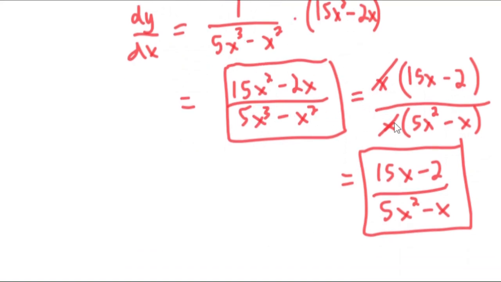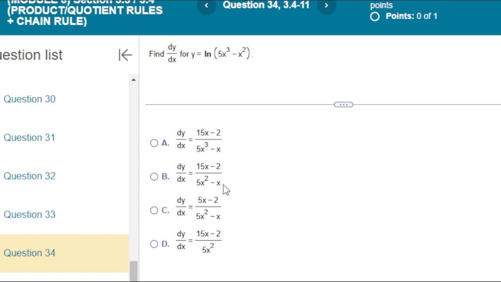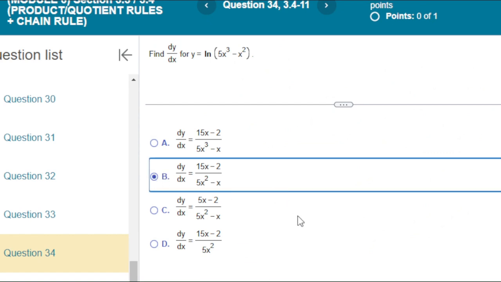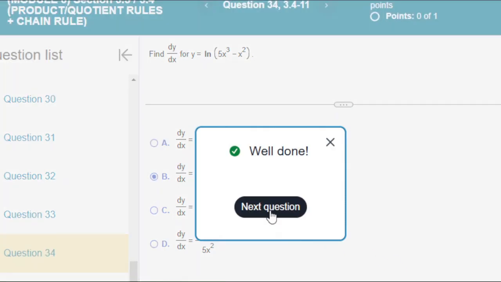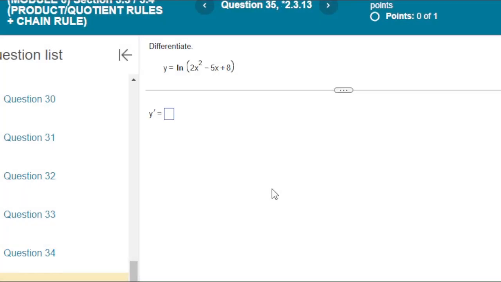So notice what we had to do is simplify. We recognize all these terms have an x in them. We can factor out the x and then we cancel and we end up with this: 15x minus 2 over 5x squared minus x. So that looks like it's the correct answer. Okay, so you've got to be a little careful on those.